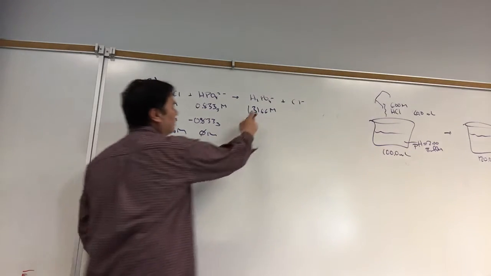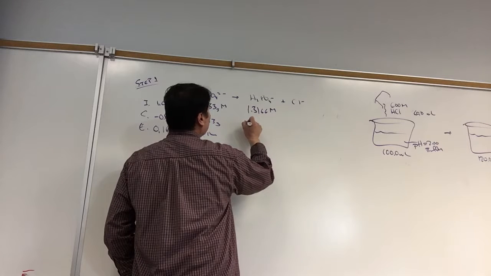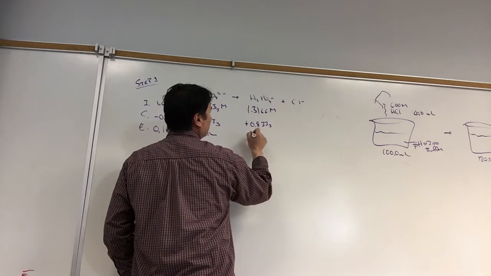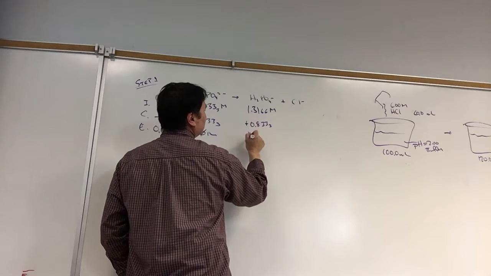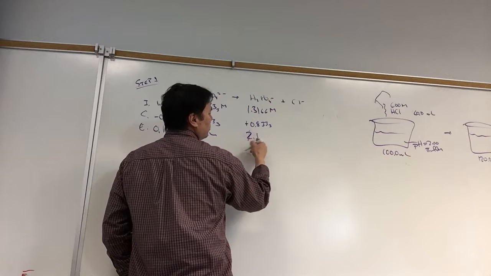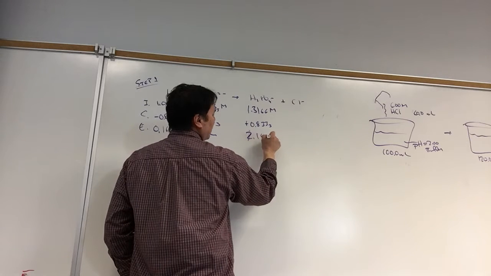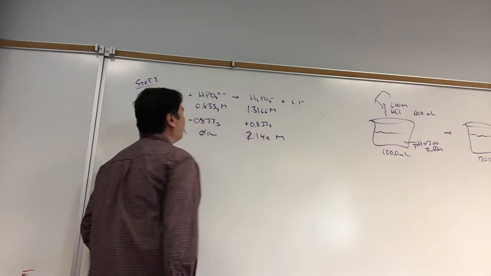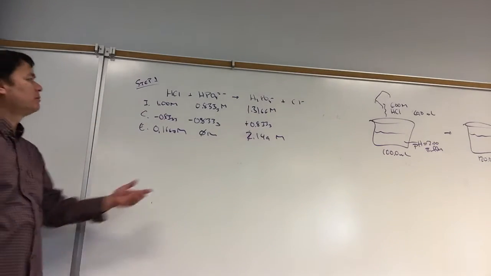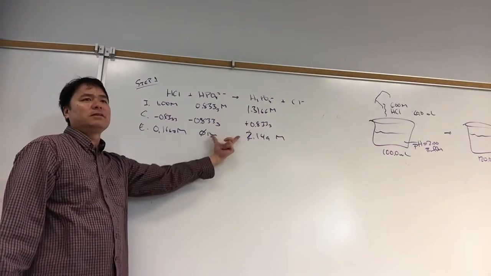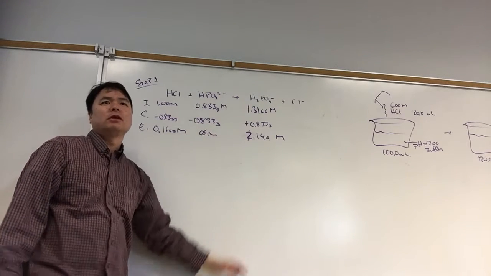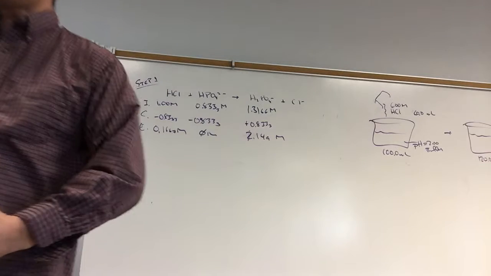And then over here, this is going to be plus 0.8333. This is going to be 2 actually, 2.149. Okay, do you see we no longer have our buffer because our buffer was this. Now we have 0 parts of base. And then we look at what type of mixture do we have left over.